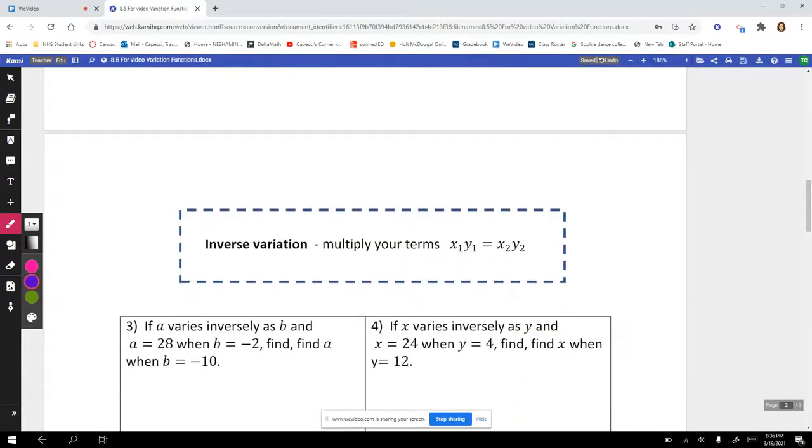Okay, now let's look at inverse variation. Now, direct variation was when we divided, and inverse variation is when we're going to multiply. So you're multiplying your terms, and there is our little formula.